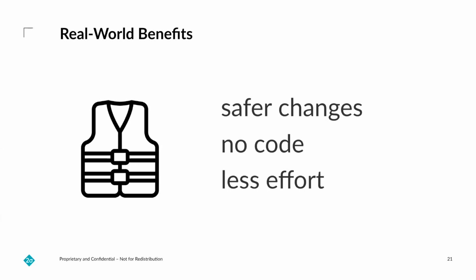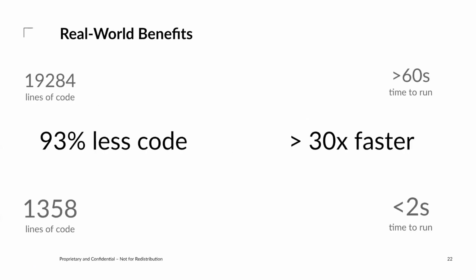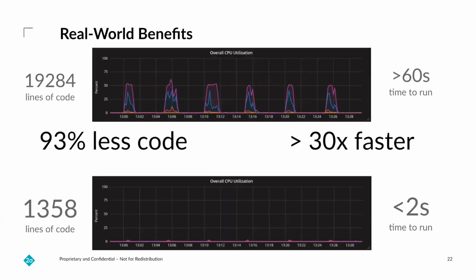But another great benefit that we got was enormously reduced complexity of the code base and improved performance. We did this break from one version of the base platform to the next version of the base platform, and we implemented this change. So here's the before and after. Our functional code base was over 19,000 lines of code, and then we moved to a little over 1,300 lines of code. So it's 93% less code.